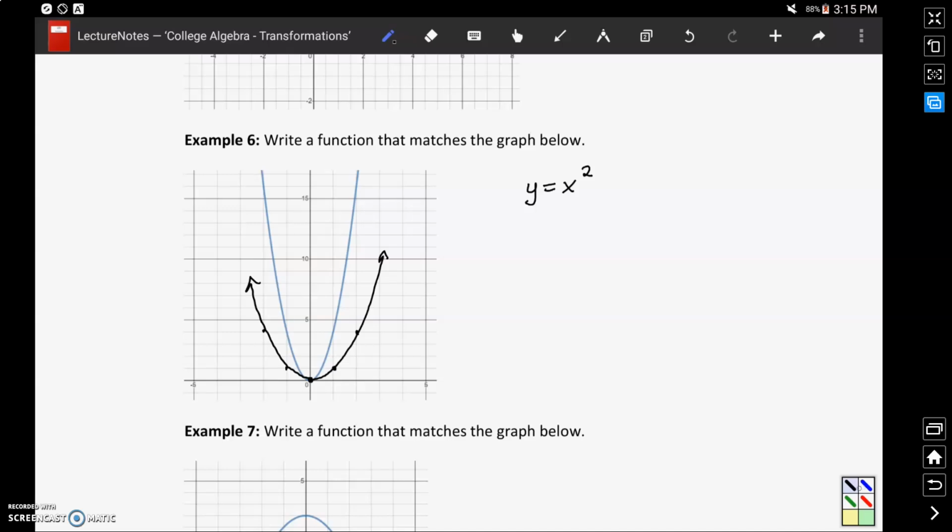What's happening in this case is that each of our function values is being stretched up. So in this case, from a function value of 1 to 4, and a function value of 4 all the way to 16. So that means what's happening is we're applying a vertical stretch of a factor of 4. Each of our function values is being multiplied by 4. So we would have something of the form ax squared, where in this case a is equal to 4.